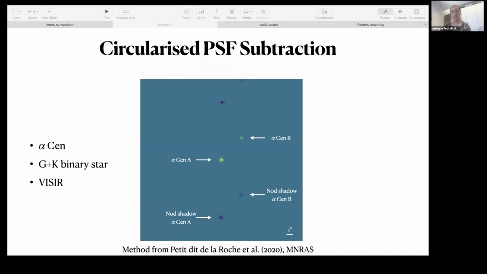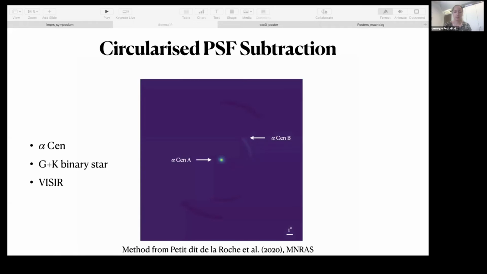So what we want is to get rid of the central star, Alpha Cen A, without getting rid of the companion. And to do that, we average over the full rotation of the image. So we azimuthally average over the real data. And then what we get is a circularly symmetric version of the PSF, where the central star can be subtracted, but because the companion is smeared out, we won't be subtracting too much light from the companion itself.